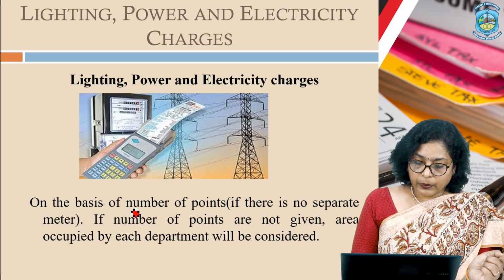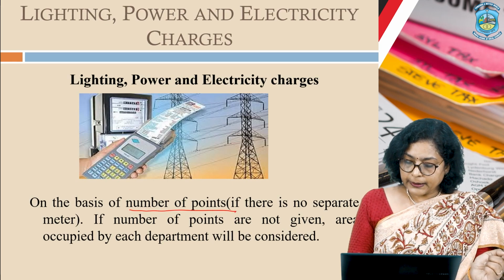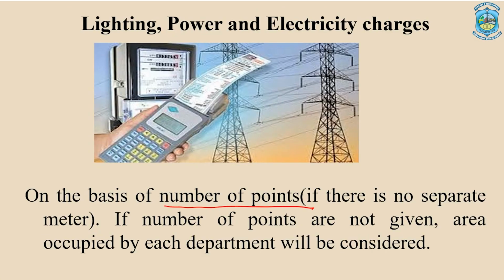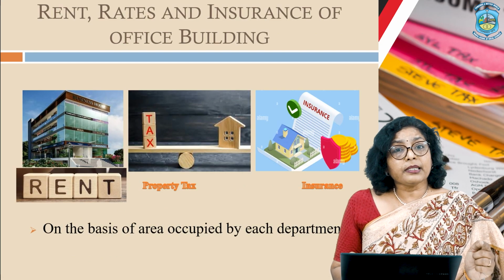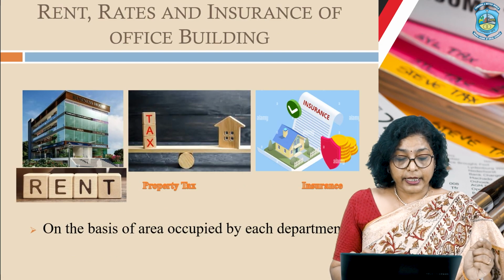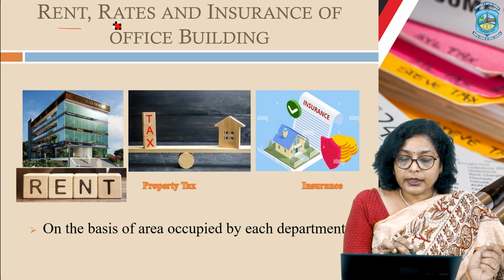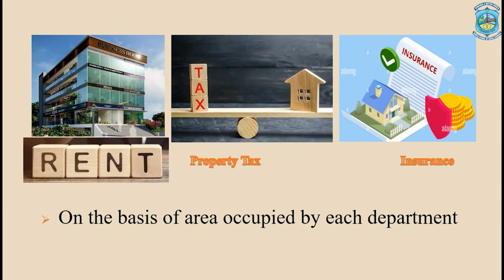So, this will be allocated on the basis of number of points if a separate meter is not maintained. But if the number of points is not given, in that case we will allocate these expenses on the basis of area occupied by each department. Then expenses related to the office building like rent, rates, insurance or any other expense.